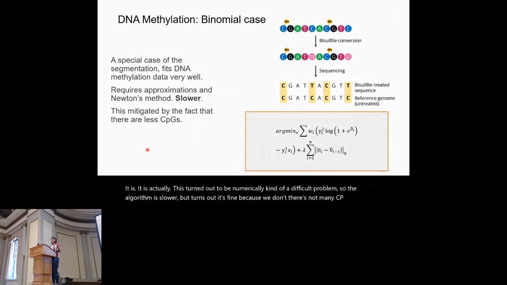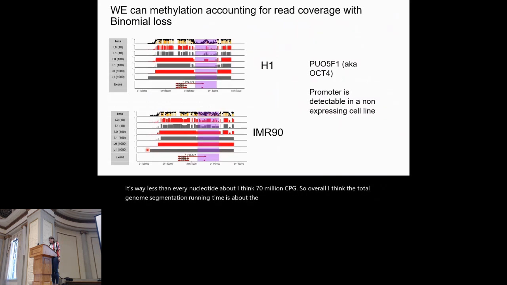If you just care about methylation and CpGs, it's way less than every nucleotide, about I think 70 million CpGs. So overall, I think the total genome segmentation running time is about the same. And just to illustrate how methylation segmentation works, here is a locus.